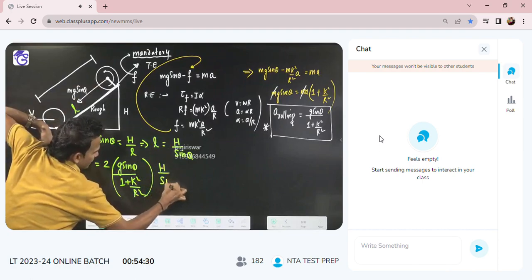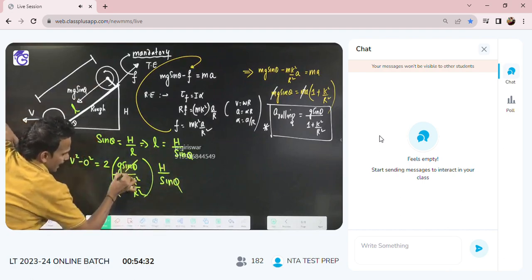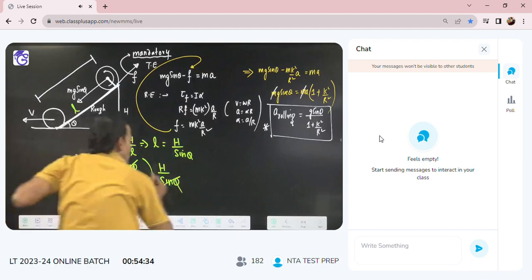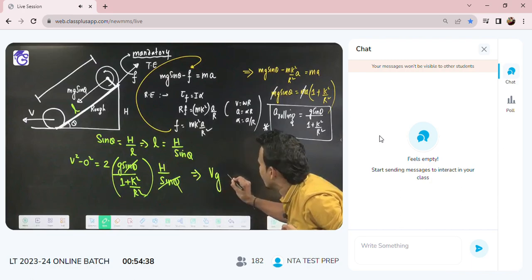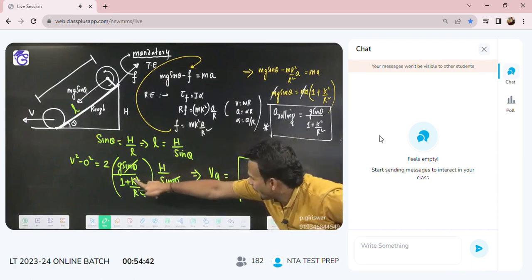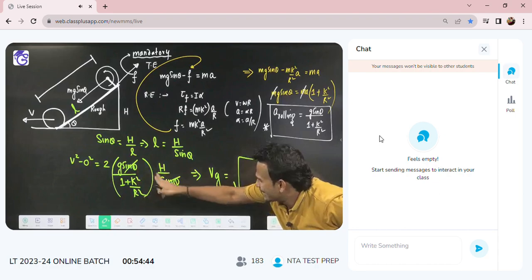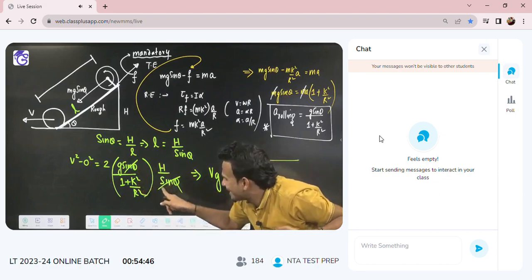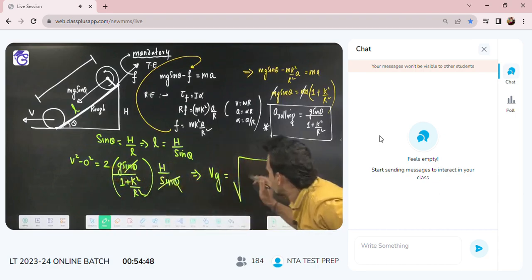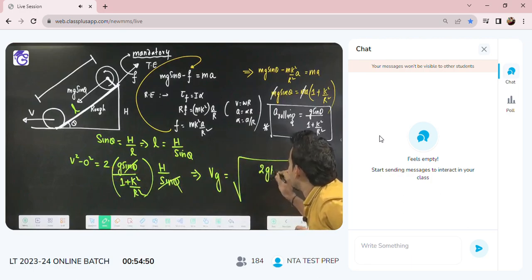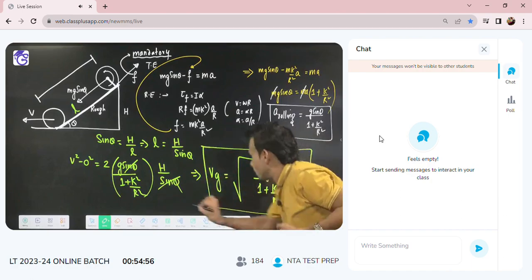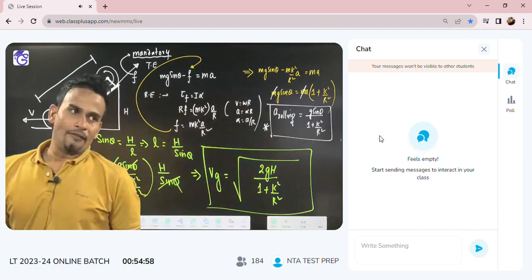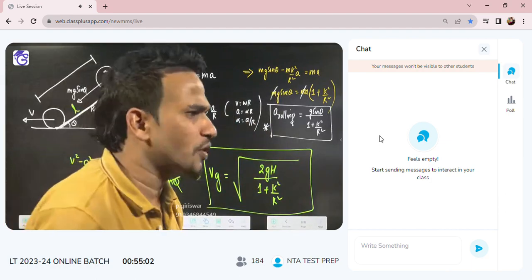How much distance do you travel? H by sine theta. Now sine theta cancels, and you will get the final velocity of the body on reaching the ground. V square goes to the other side and becomes under root, so it is under root of 2gh by 1 plus k square by r square. This is the final velocity with which the body will reach the ground. Very good, we are using the third equation of motion.